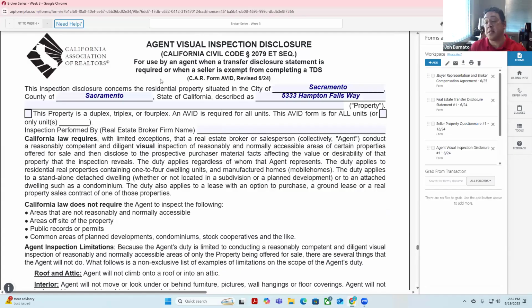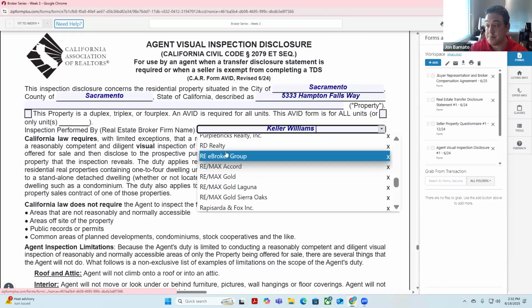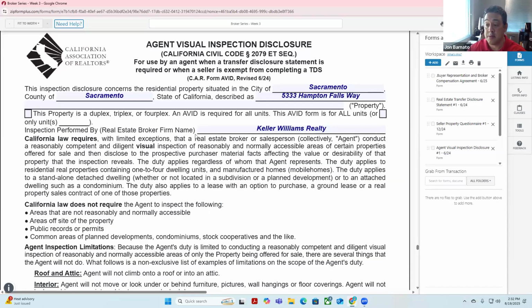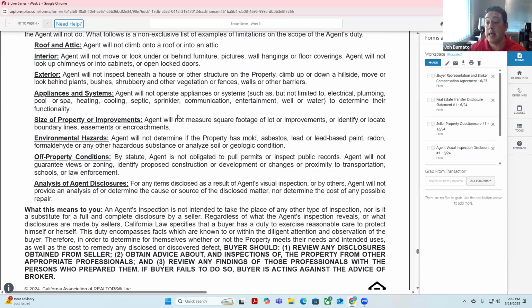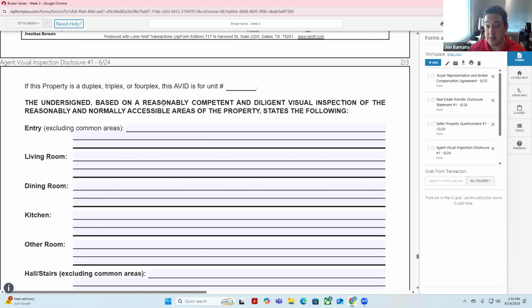This form, the AVID, the Agent Visual Inspection clause, is one of my favorites. It is the number one way agents get sued. The number one reason agents get sued is lack of disclosure on the AVID. So you would put your name here. This is not your name, so you would put Killer 150 there. And there are instructions on how I want you to fill out this form.